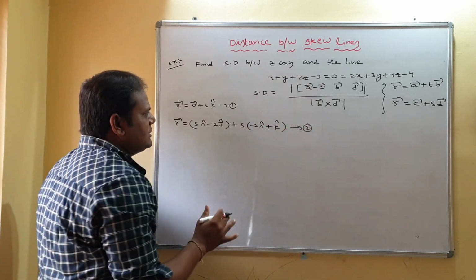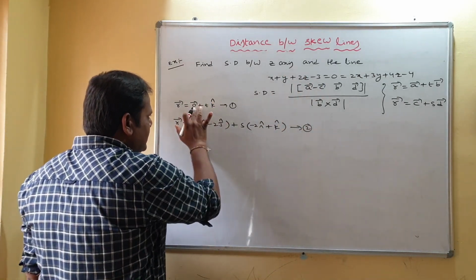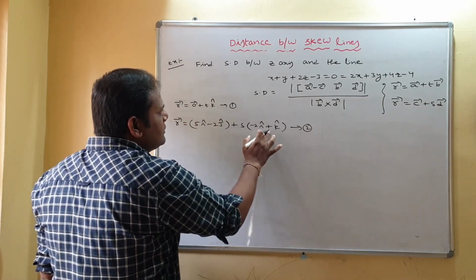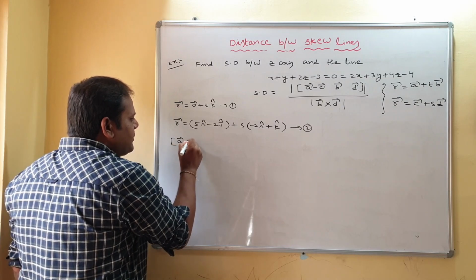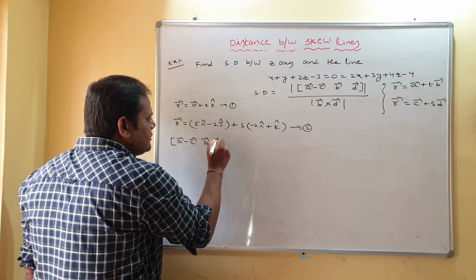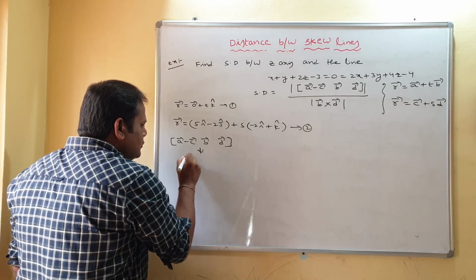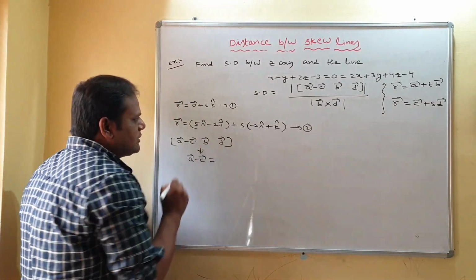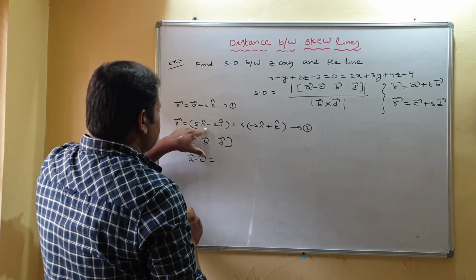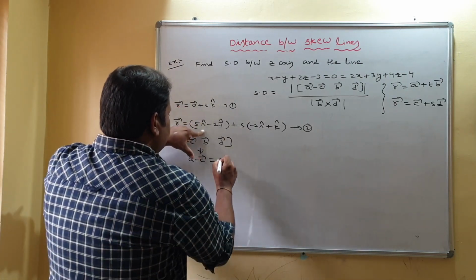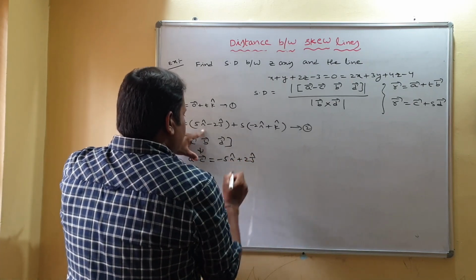Now you have to apply this formula. Here you know what A bar, B bar, C bar, D bar are. First you find the box A bar minus C bar, B bar and D bar. So to get this, you should write A bar minus C bar. A bar is this, C bar is this. So A bar minus C bar is minus 5I cap plus 2J cap.